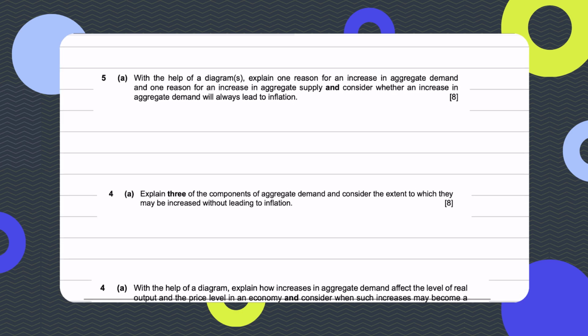For instance, you can see the question which says, but just so you at least have an idea: with the help of diagrams, explain one reason for an increase in AD and one reason for an increase in AS, and consider whether an increase in AD will always lead to inflation.